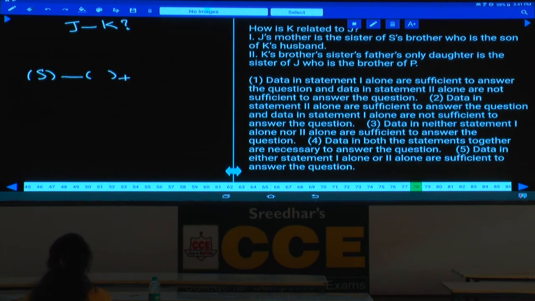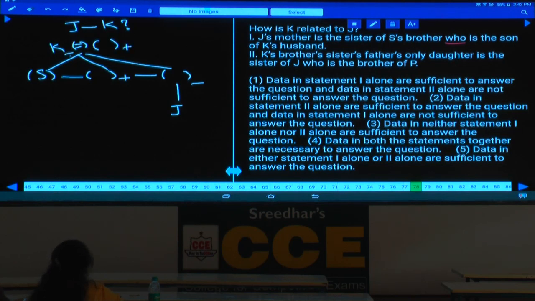Now J's mother is the sister of S's brother. And S's brother is the son of K's husband. Now this S's brother, that means these three persons are the children of whom? K's husband. Now as K's husband is there, K is a male, isn't it? K is having a husband, which implies that K is a female.